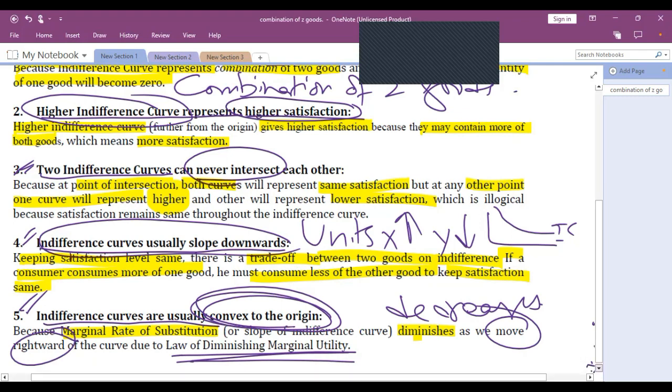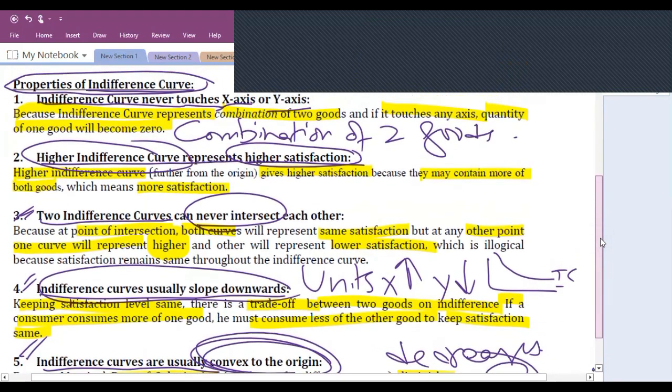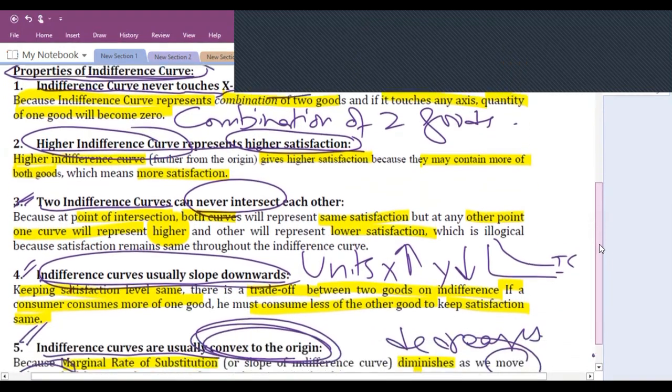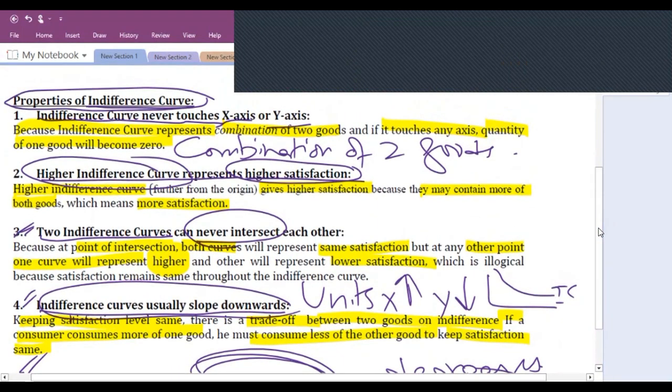So these are the five characteristics of the indifference curve, in which different characteristics or scenarios of the indifference curve have been well explained.